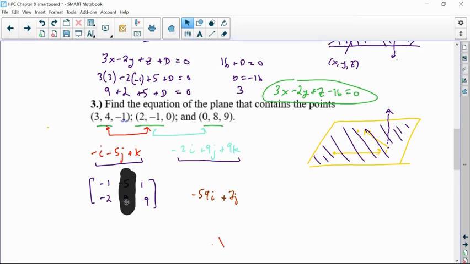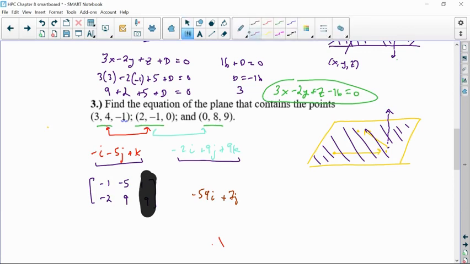And then we cover this guy up, and we do -1 times 9 is -9 minus 10, because remember that's a positive there. So -9 minus 10, which is -19, minus 19 k.